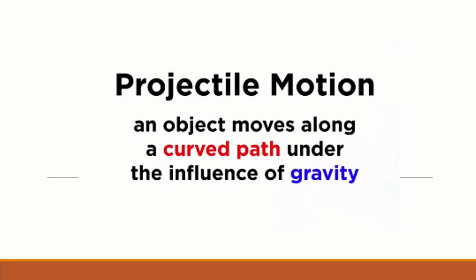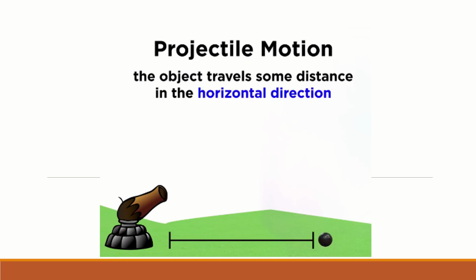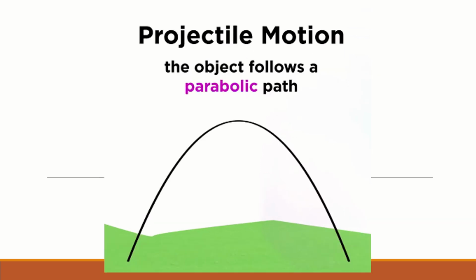Projectile motion happens when an object moves along a curved path under the influence of gravity. Take note that there is no other force acting on it aside from gravity. We also have the vertical direction, which commonly provides your angles. It could travel this way, and at the same time it could also travel some distance in a horizontal manner. So in projectile motion, when we combine these two aspects, we commonly have parabolic paths.